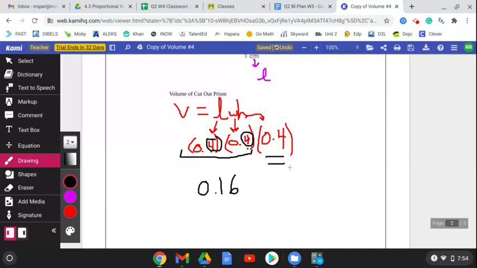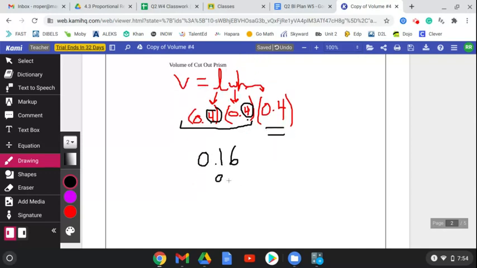Still going to multiply by 0.4. So 0.16 times 0.4. This would be 4 times 6 is 24. 4 times 1 is 4, 4 plus 2 is 6. Then you have 1, 2, 3 digits after the decimal. If I were to continue multiplying there, I did 4 times 6 is 24, 4 times 1 is 4 plus 2 is 6, and then 4 times 0 is 0.